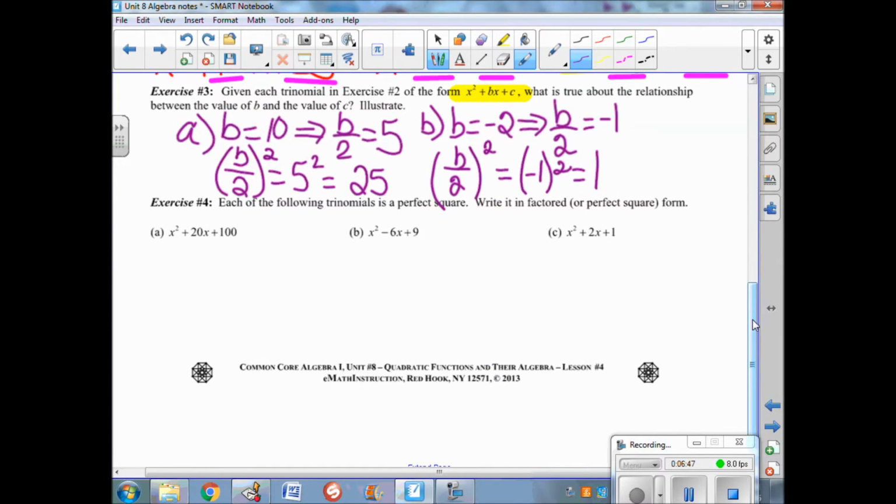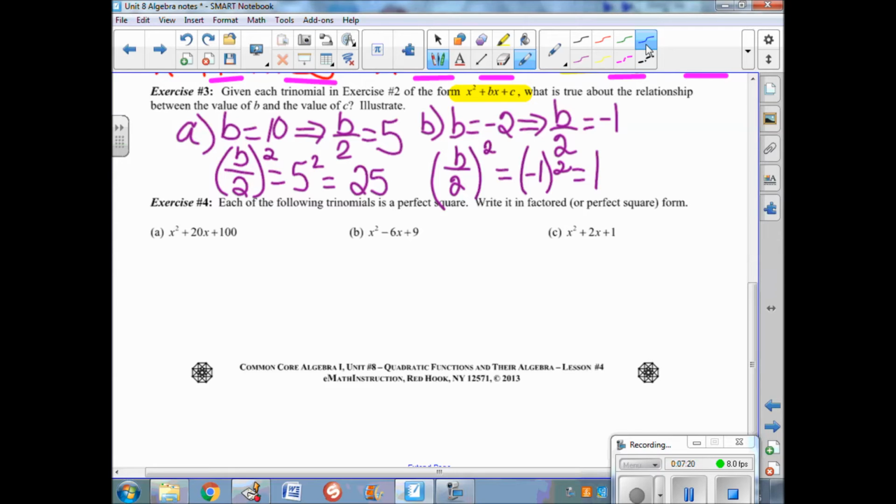So we've just looked at 2 examples that are going to eventually get us to completing the square. We've got to look at one more example, and you'll start to realize that the process of completing the square is sort of labor intensive, but once you get the hang of it, once you understand the process, it really becomes a recipe that you're very fluent with producing. So each of the following trinomials is a perfect square. Write it in factored or perfect square form.